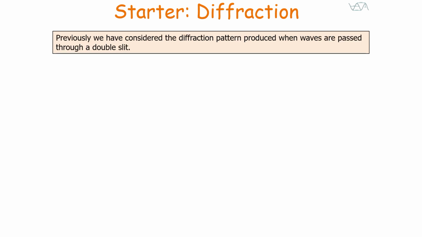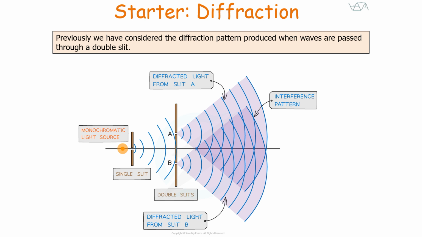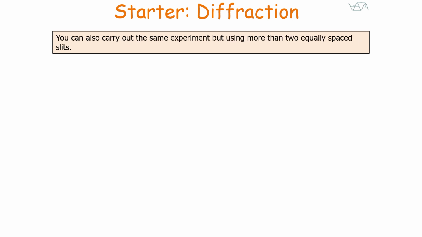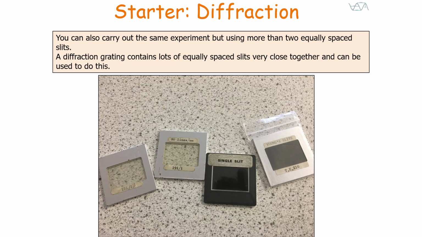Now, previously, when we've considered the diffraction pattern produced when waves are passed through the double slit, we can see that we can get the following interference pattern, which we've said before is the Young double slit experiment, which again, if you put onto the screen, you can see the following maxima and minima produced on the screen after the laser source or light source has passed through the double slit. Now, you can also carry out this experiment using more than just two equally spaced slits. So this includes something called a diffraction grating.